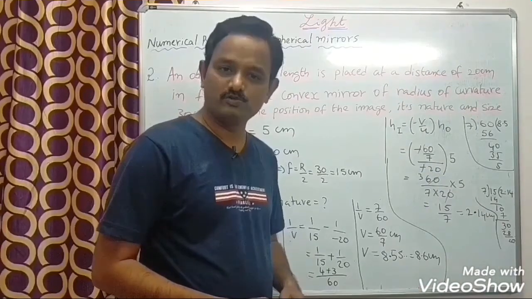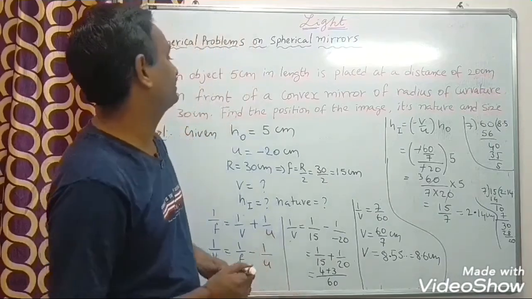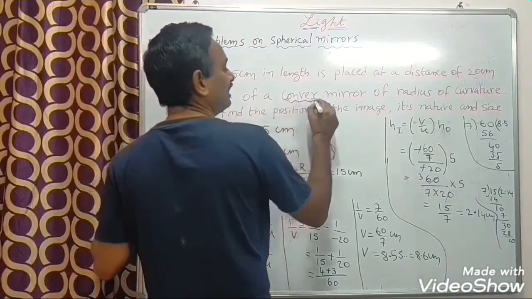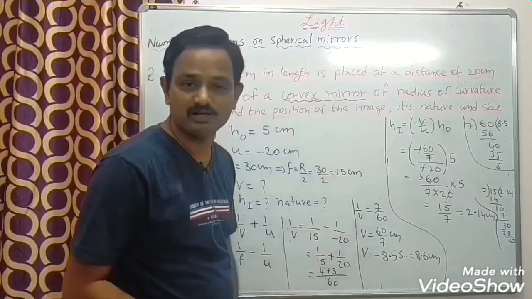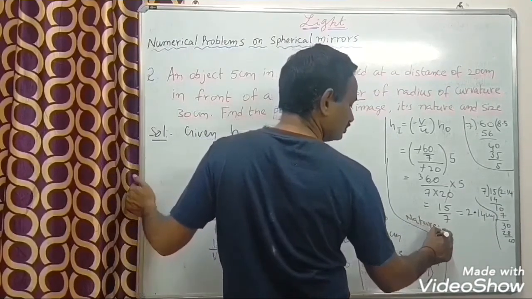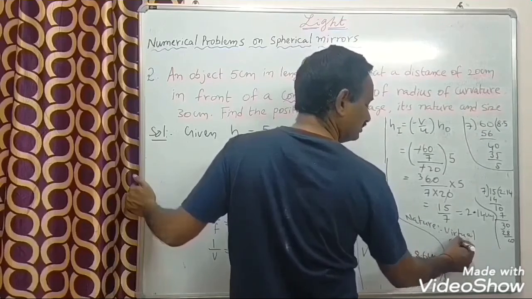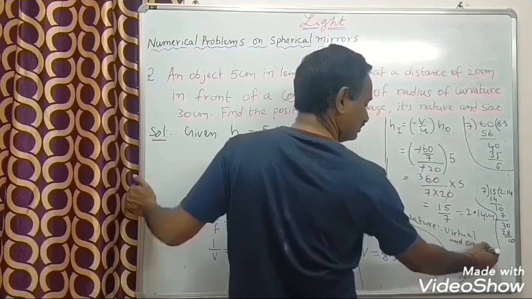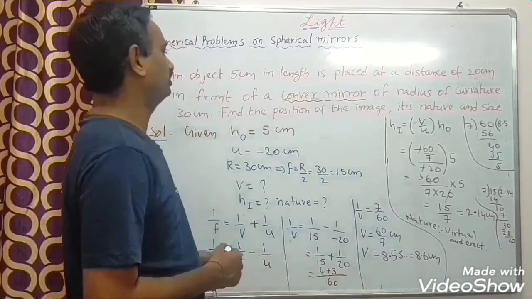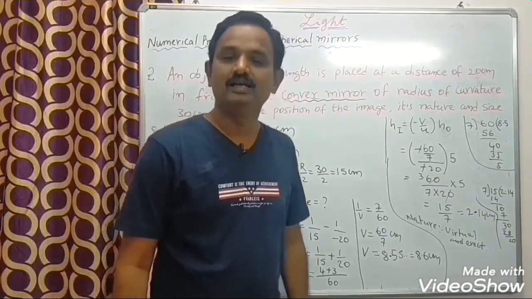It is a virtual and erect image. How do I know? Because it is a convex mirror. So the nature is virtual and erect. So that's about the numerical on convex mirror.